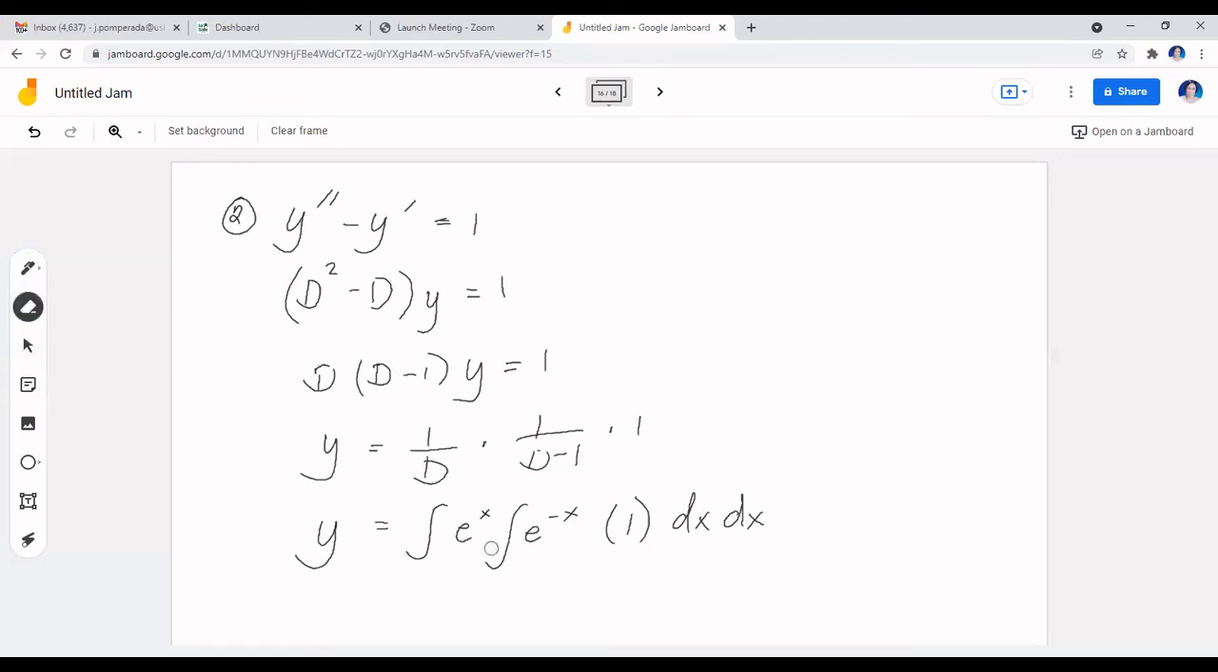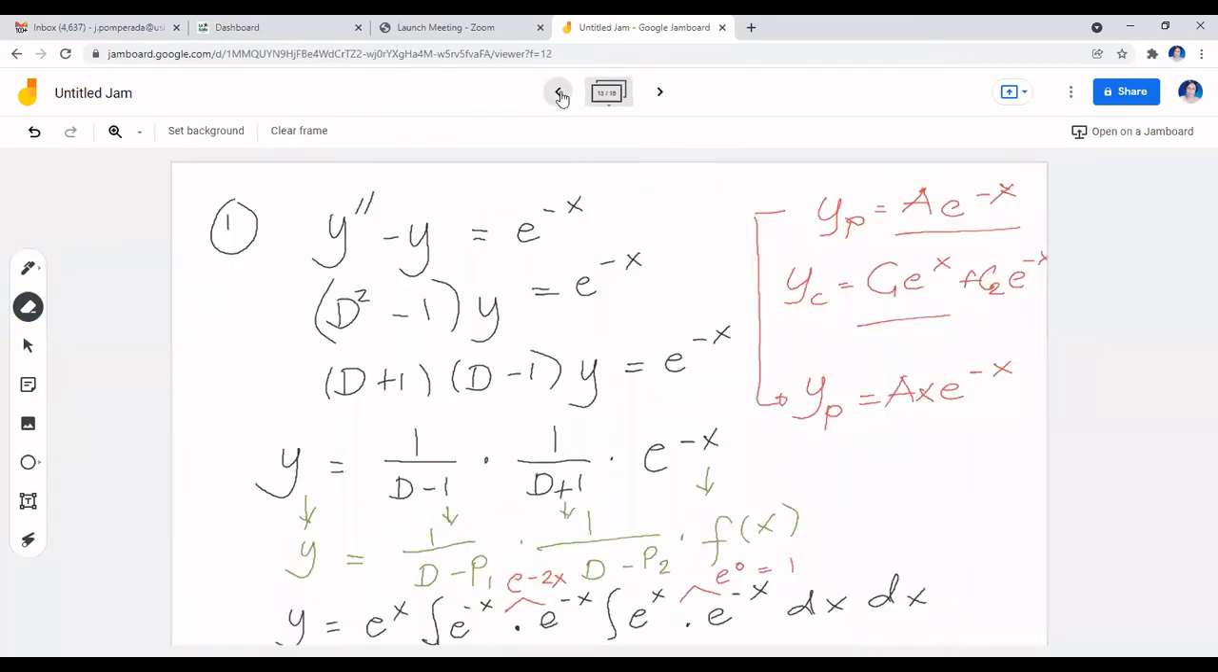So let me just erase this one first, so you will understand. Based on the formula that we have for the inverse operator, this is the inverse operator, no?